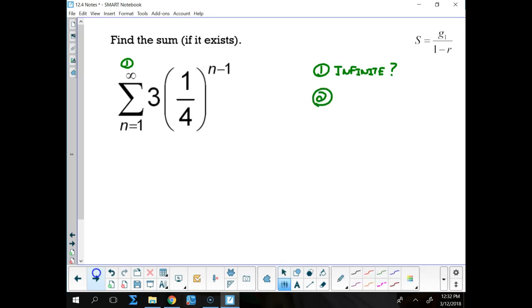Second check is, what is my R value of this series? It's 1/4, right? So my R value is 1/4. Is that good or is that bad? Good. Why is that good? Because it's in between -1 and 1. So that means that there is a sum. A sum exists.